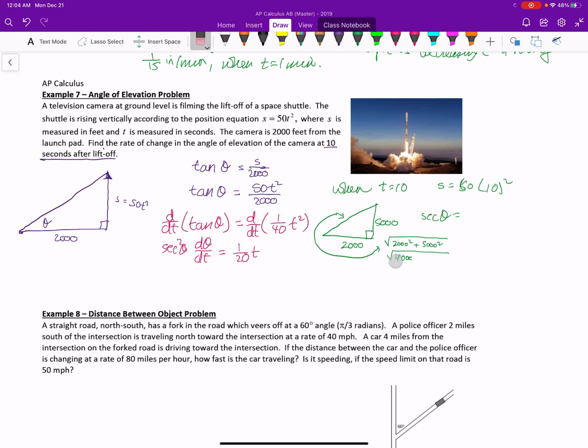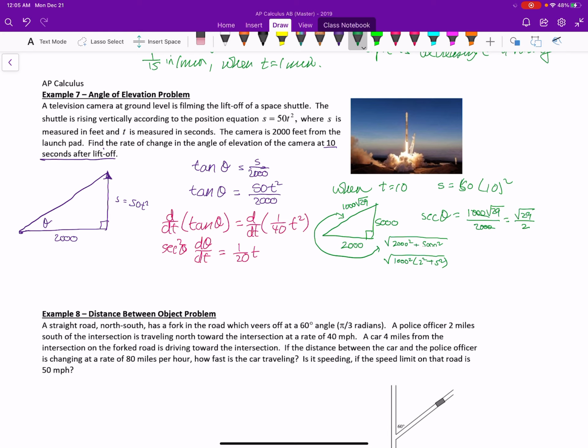Or, you know what would be easier even? I don't know why it won't erase properly. Anyways, this would be 1,000 squared, and then 2 squared plus 5 squared. That also works. Whichever way you want to think of it, it's still going to be 1,000 square roots of 29. That's how that simplifies. So then secant is the reciprocal of cosine, which is adjacent over hypotenuse. So this is going to be hypotenuse, 1,000 square roots of 29 over 2,000. Okay, cool. So this is just going to be the square root of 29 over 2 is secant once you simplify all of that.